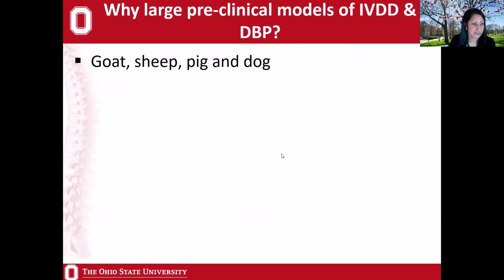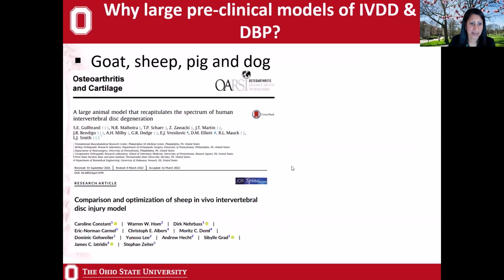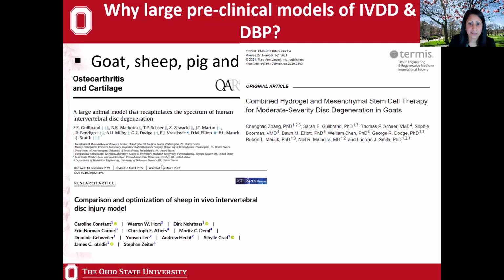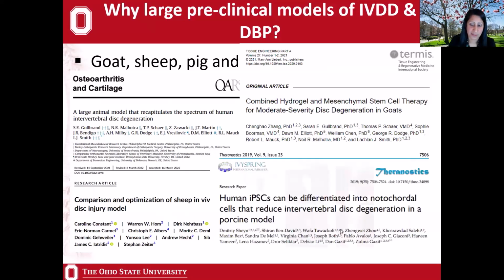Typical models that have been used in terms of disc degeneration and back pain have been the goat, sheep, and pig. The goat has really been pioneered by Lachlan Smith's group and Sarah Goldbrand, and Stefan Zeiter has looked at the sheep as a potential model. These models are great for examining therapies, such as stem cell therapy in the goat, and a pig model has been used to explore human iPSCs, differentiating them into notochordal cells, and whether they can survive in a pig degeneration model.